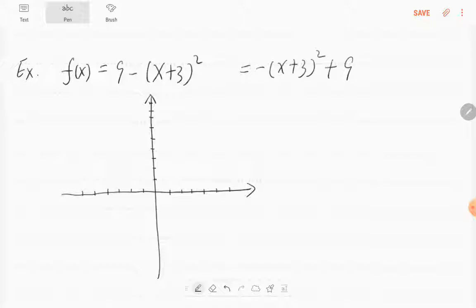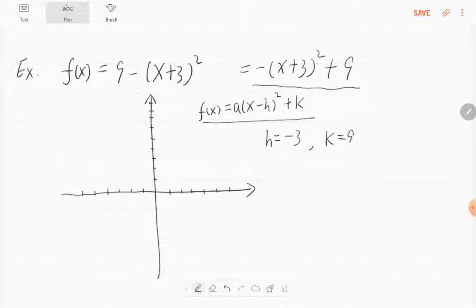So what is the vertex? Vertex form is f of x equals a times (x minus h) squared plus k. So compare this one with this one. You can see that h should be equal to negative 3 and k is equal to 9. So negative 3, 9. This is negative 3, right? 1, 2, 3, 4, 5, 6, 7, 8, 9. This is 9. So negative 3, 9 would be here. Okay, so this is the vertex.